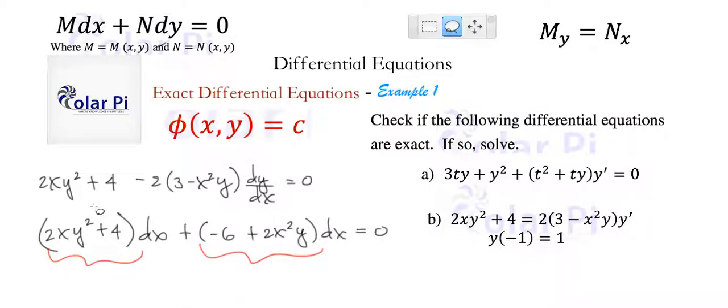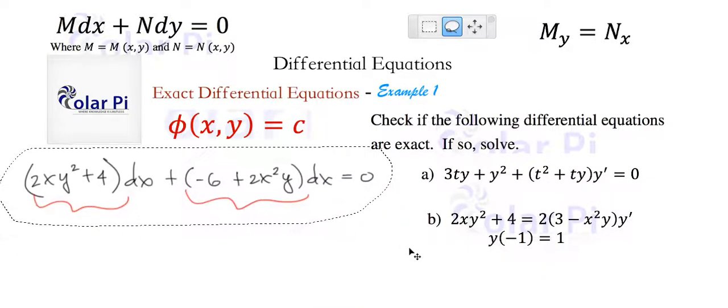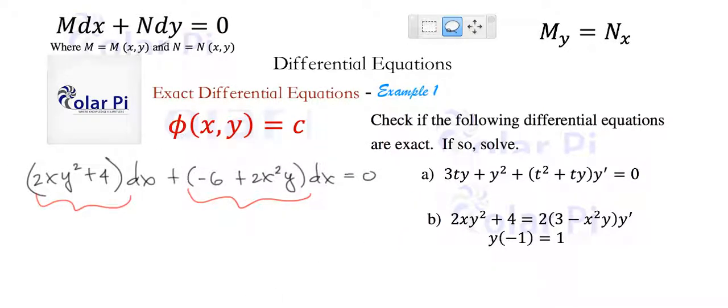Now it's pretty clear that this is M and this is N. Yeah? Okay, cool. Alright, so let's make room. Get rid of this and slide this up. Right, as I said, we've got our M and N identified. So M and N, and we just need to check if the partial with respect to y of M is equal to the partial with respect to x of N. The partial with respect to y of M is going to have to be what in this case? Well, it's going to be 4xy, right?